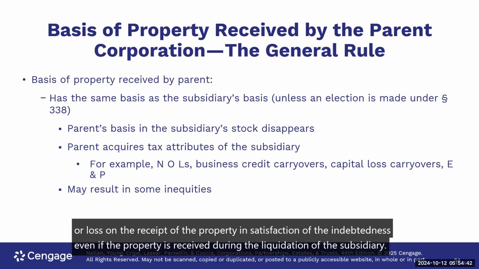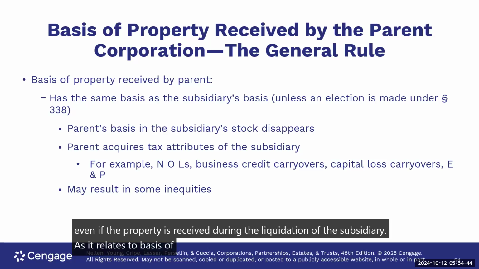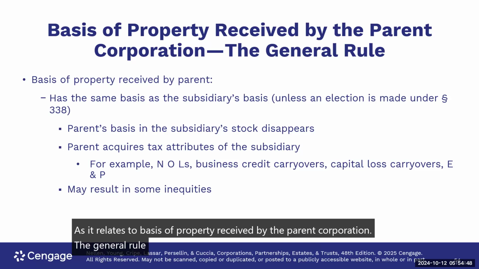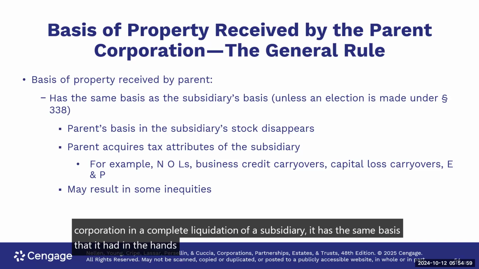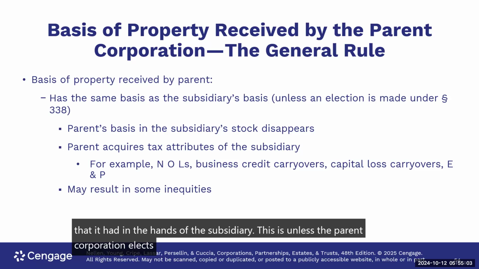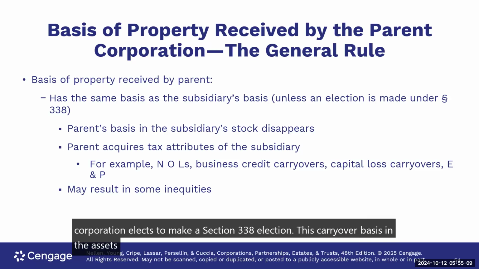As it relates to the basis of property received by the parent corporation, the general rule is as follows. Any property received by the parent corporation in a complete liquidation of a subsidiary has the same basis that it had in the hands of the subsidiary. This is unless the parent corporation elects to make a Section 338 election. And this carryover basis in the assets generally will differ from the parent's basis in the stock of the subsidiary.